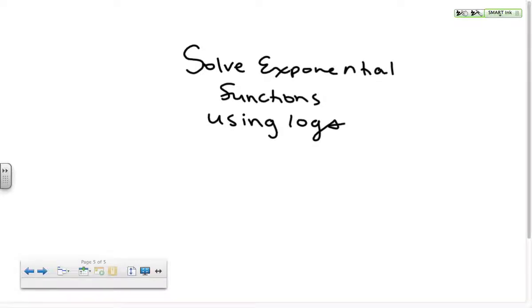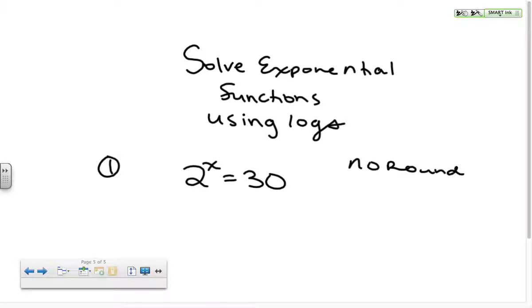So first of all, let's start with a fairly easy one. I have 2 to the x equals 30. And I want to know what x is, and I want it to be an exact answer, which means no rounding. So there's really no way to do this. I can't take the x root of it. So the only way that I can solve this is by using logs.